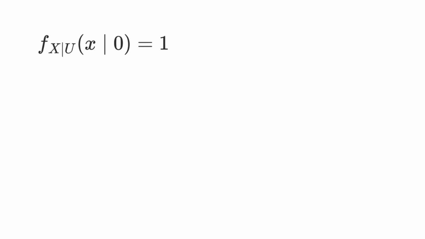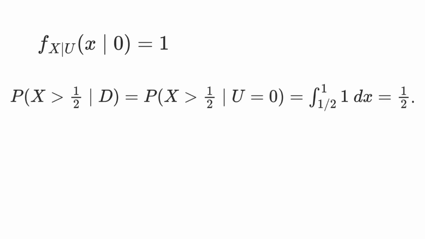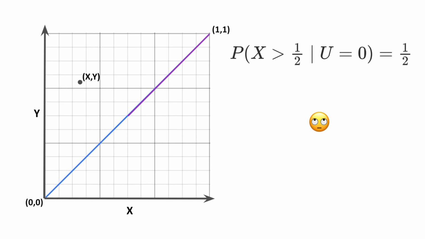Finally, we can conclude that the conditional density of x given U equal to 0 is equal to 1. Now, to compute the probability that x is larger than a half, given that U is equal to 0, or that the chosen point is on the diagonal, we can just integrate this density over the corresponding interval, and our answer is 1/2. Now, that was a lot of calculation to find out something you could pretty much guess just by looking at a picture, since the x-coordinate is larger than a half on, well, half of the line.